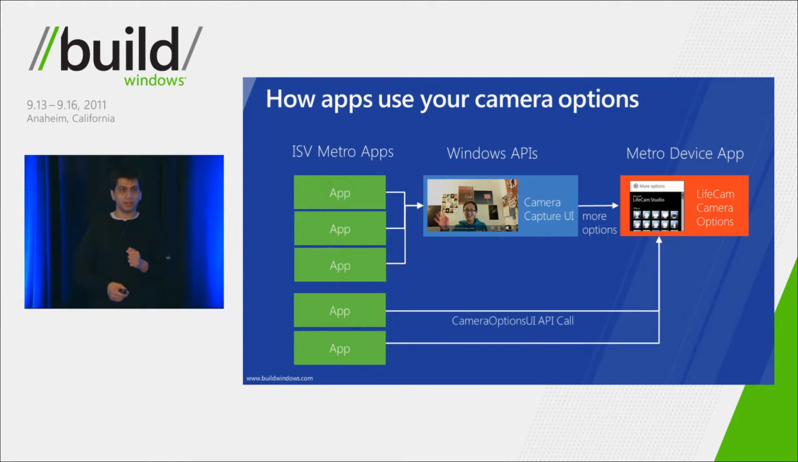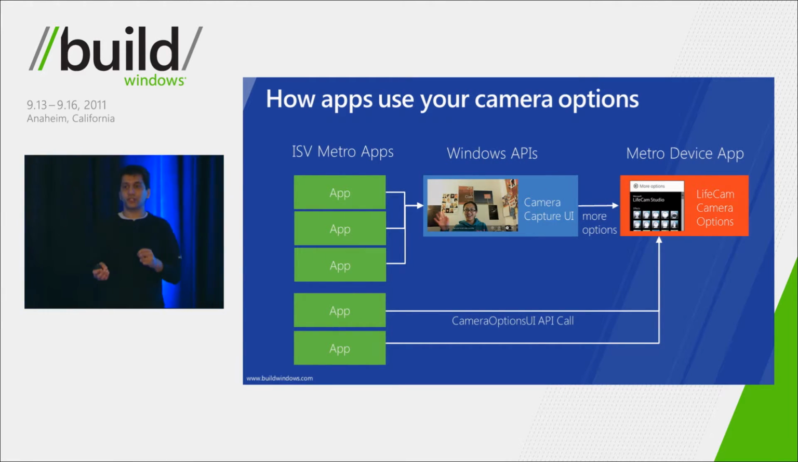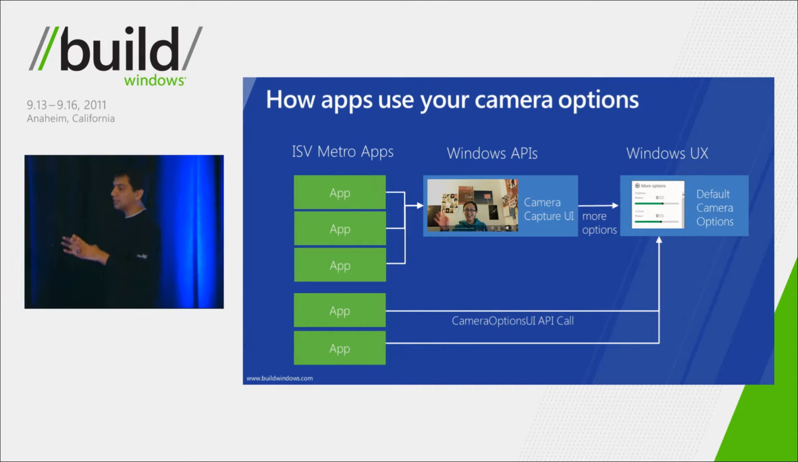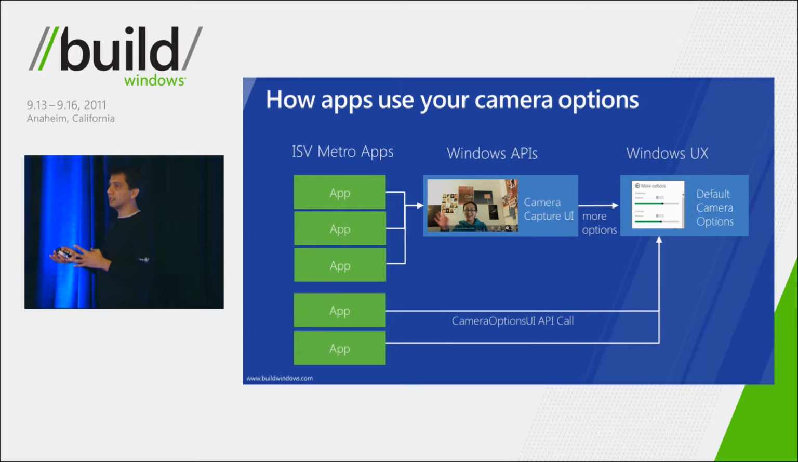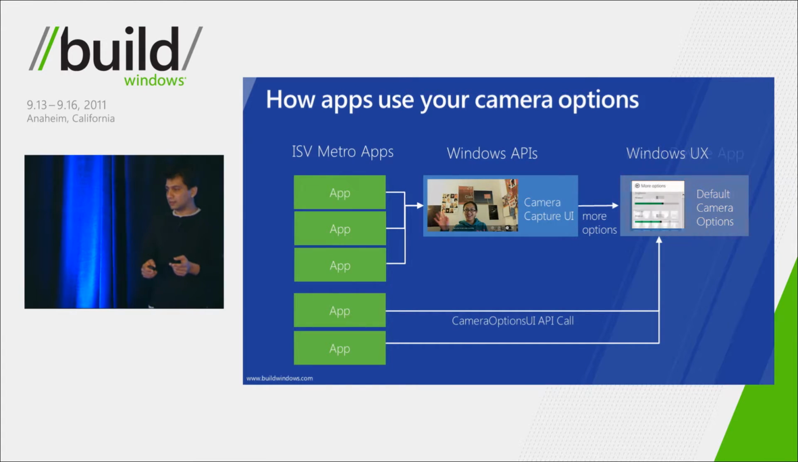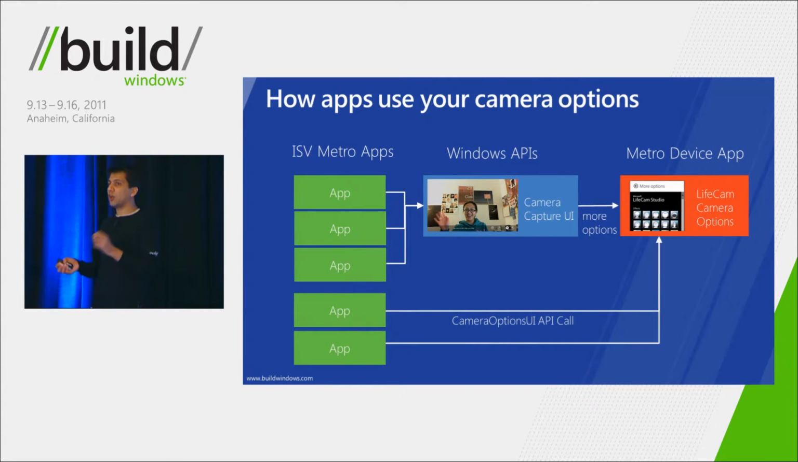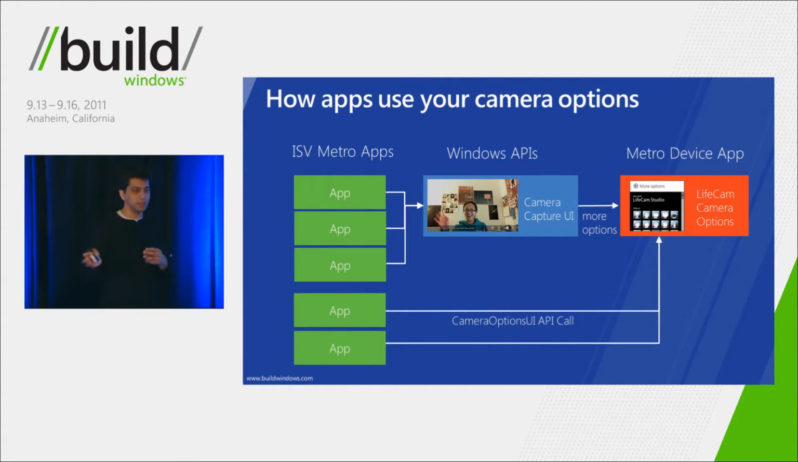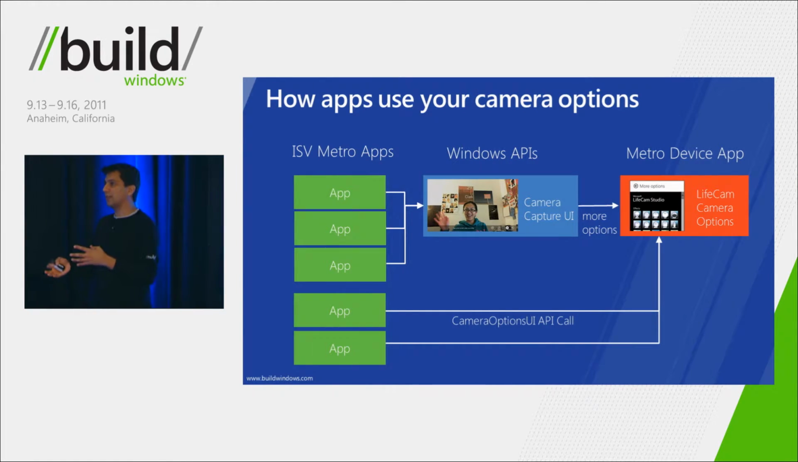Now, in order to provide ISVs this assurance that some experience is always going to be there, we have a default camera options experience. But this is just a default experience, and your customized preferences always take precedence over the built-in Windows options. The built-in Windows options are there to make sure that ISVs can just call into this API and don't worry about whether you have implemented this experience or not.